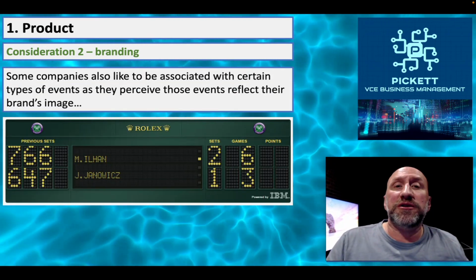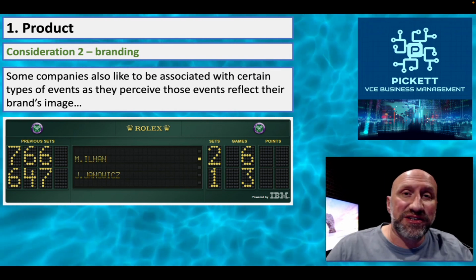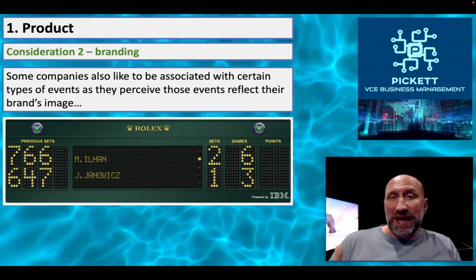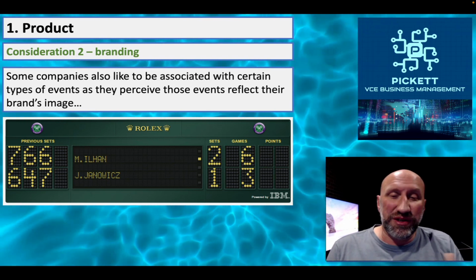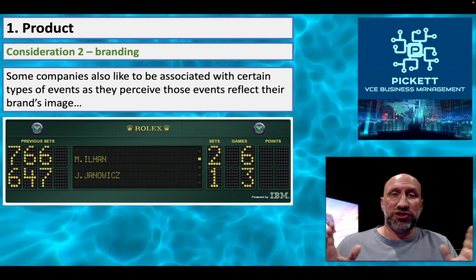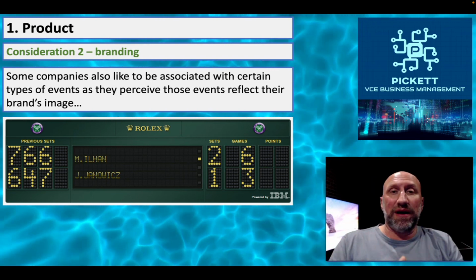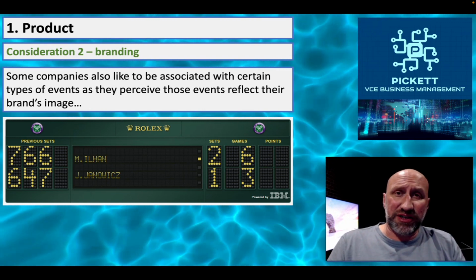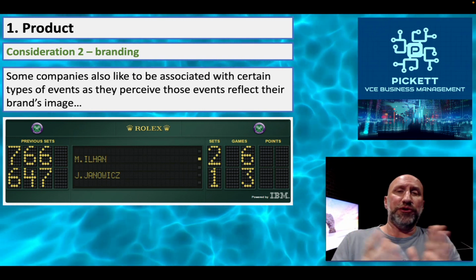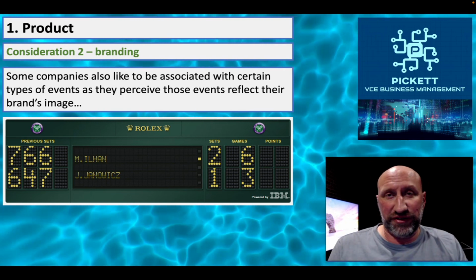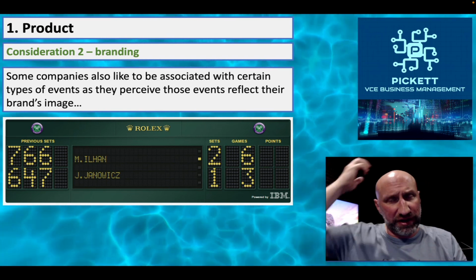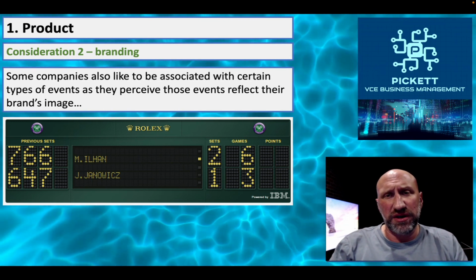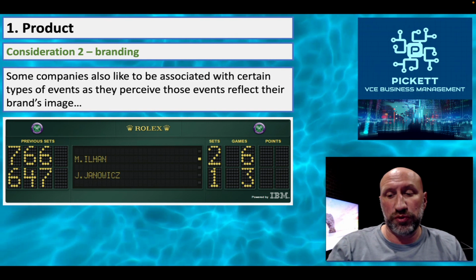There are some companies that like to be associated with certain types of events because they perceive that those events reflect the brand image that they're trying to portray. So what you see here is one of the scoreboards at Wimbledon, the Wimbledon Championships. And you can see the Rolex branding on there. Wimbledon is probably the most prestigious of the 4 Grand Slams. I'm actually not sure if Rolex sponsor the other 3 Grand Slams. Maybe they do, because at the end of the day, tennis overall is a prestigious sport.